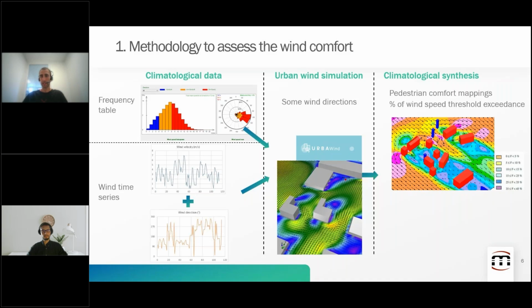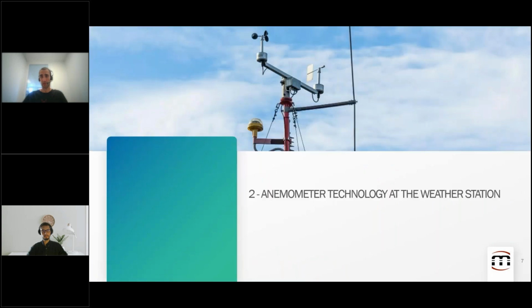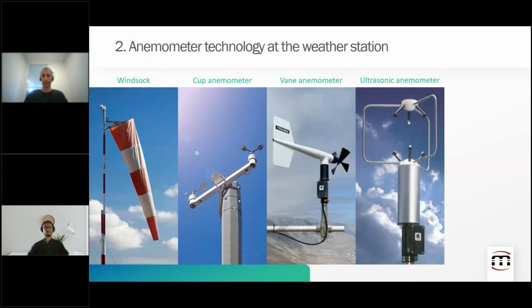So let's focus on where we get data from. This is the first question. Let's have a look at anemometer technology at the weather station. This is the first thing. There are different types. You probably know the first one, which is the windsock. The windsock is the most famous and the most widespread around the world. It is mainly set up in a small aerodrome.